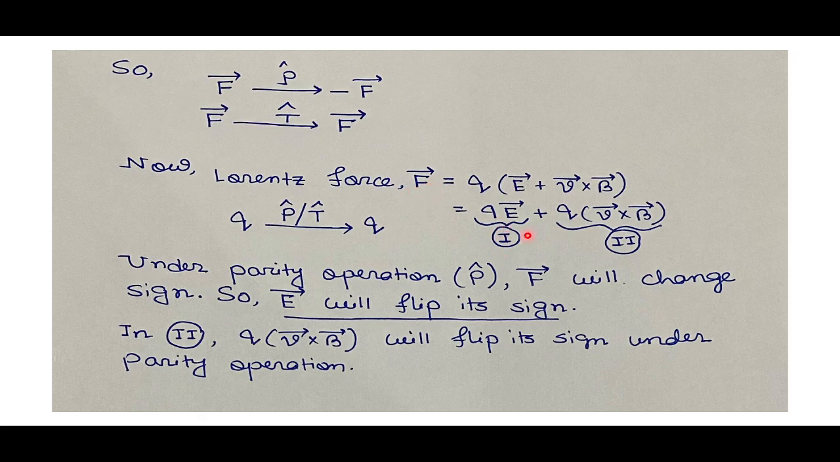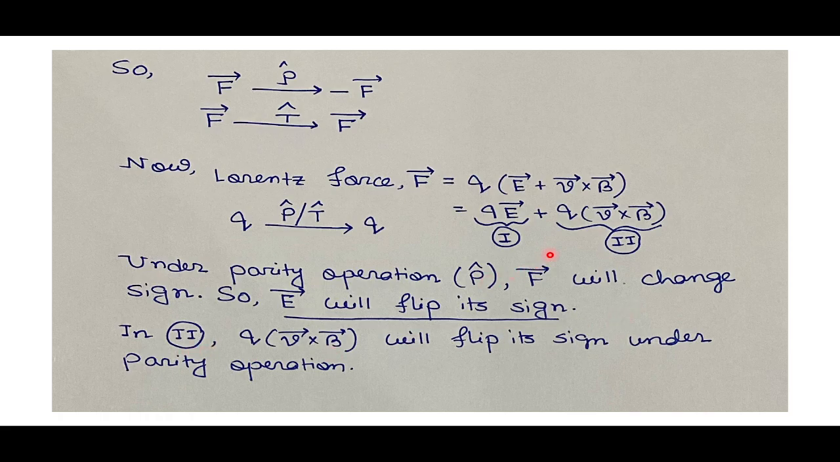Okay, so under parity operation, F will change its sign. Now F is q times E. So if F is changing its sign, but q remains unchanged, E has to change its sign, because the right hand side has to change in the same way as F is changing. So is it clear? So E will flip its sign. Yes, sir. Okay. So E has odd parity. E is odd under parity operation, right?